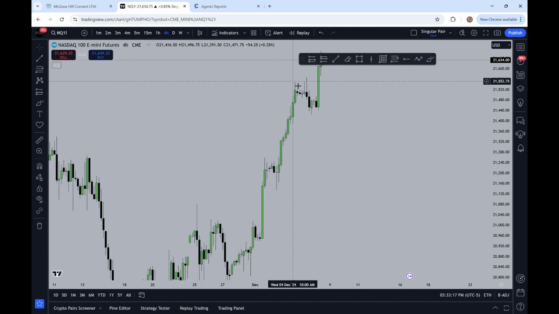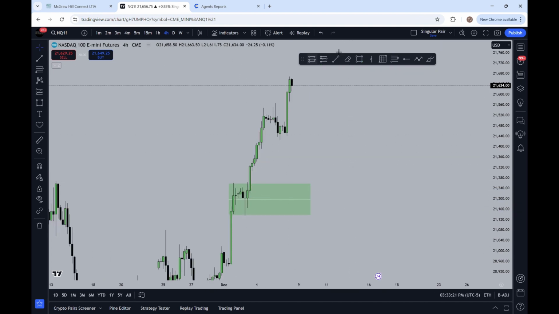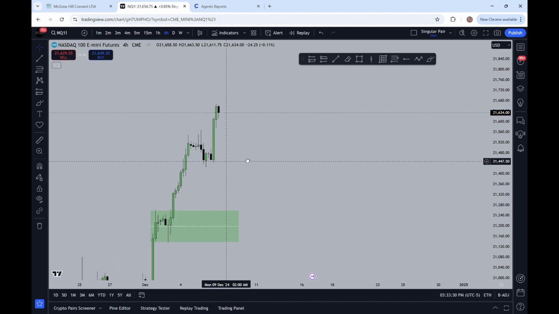Right? High, low, high, high. Mitigation zone. Right here. Untouched. Price just rallied. We never came back to it yet. So what we might do is, on NQ, higher time frame, we're going to do one of two things.